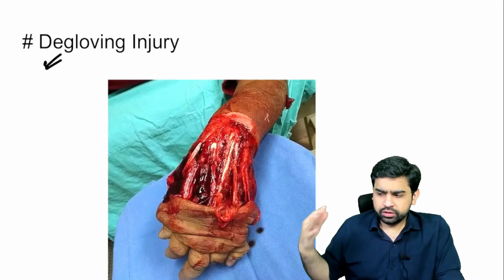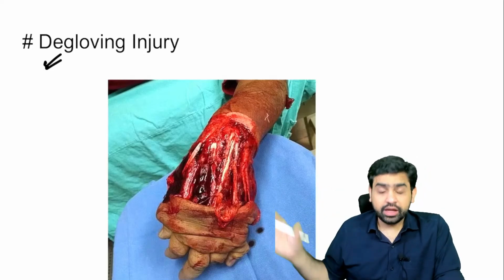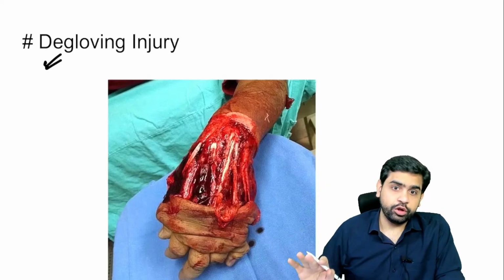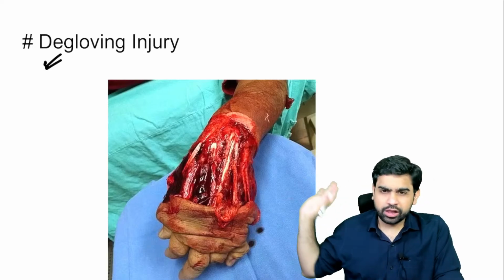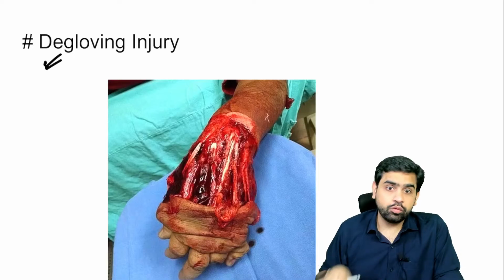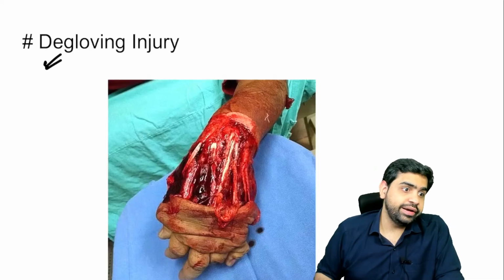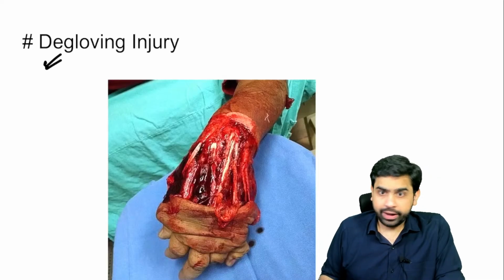Then after the wound is fresh, you can go ahead and put a graft over here. If it is not infected, you can go ahead with immediate grafting, if not, delayed grafting. So that's a different story. At your level, at least what you should understand is what this is. This is a degloving injury. I hope you have understood, right?